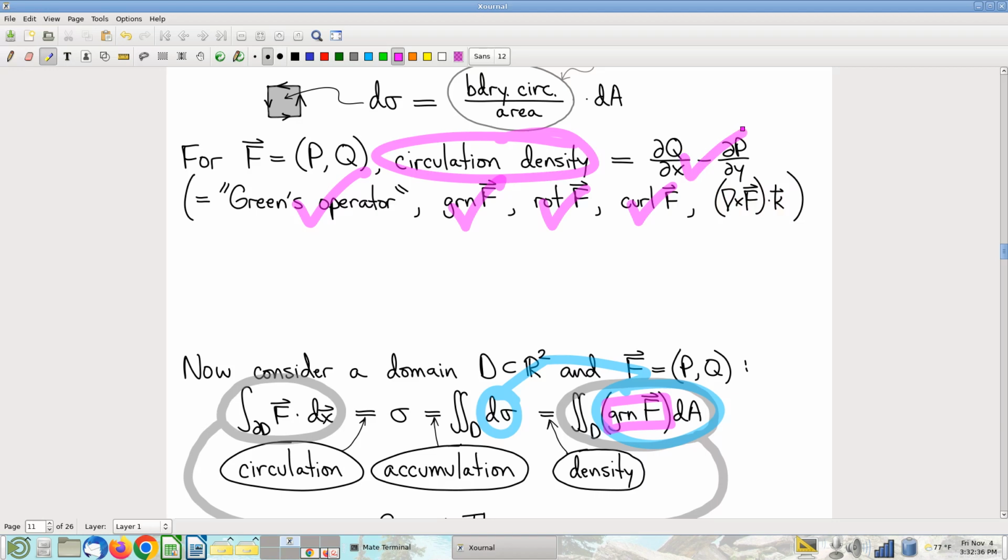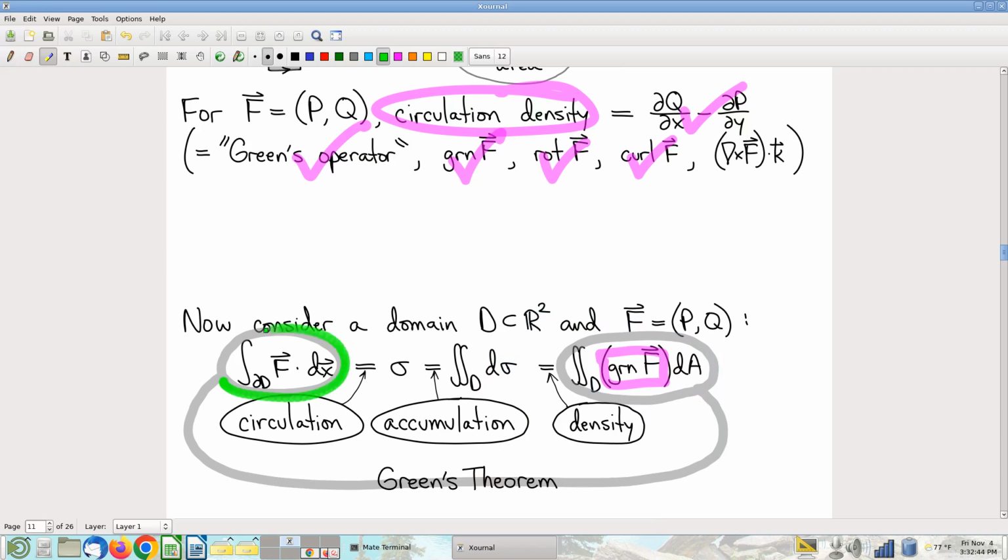So altogether then, I'll leave this boxed. What we have is a theorem that says if you're interested in computing circulation, you can do so with a double integral over the interior region bounded by that curve. Really, really surprising results. These two integrals are computed over different domains. This is the boundary curve. That's the interior region. Very weird.